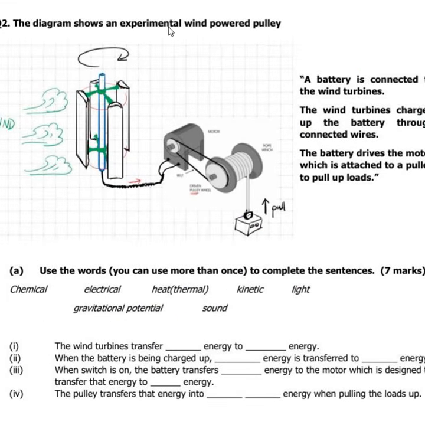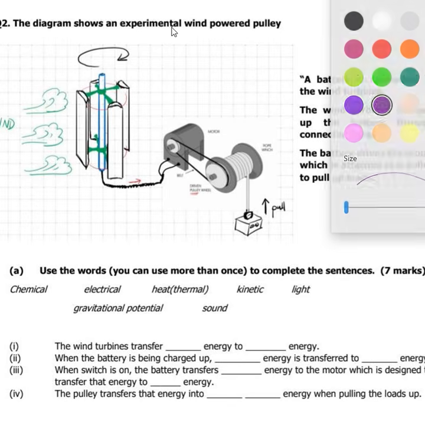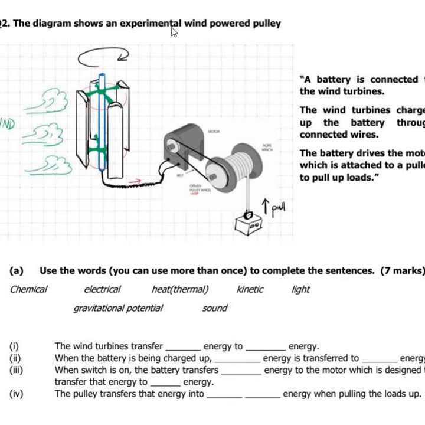Now what we have is this thing here. It says here we have a battery connected to the windmill and so on and so forth. Okay, so the wind turbine charges the battery. It's charging the battery through wires, and the battery drives the motor, and the motor pulls in the pulley and so on and so forth.